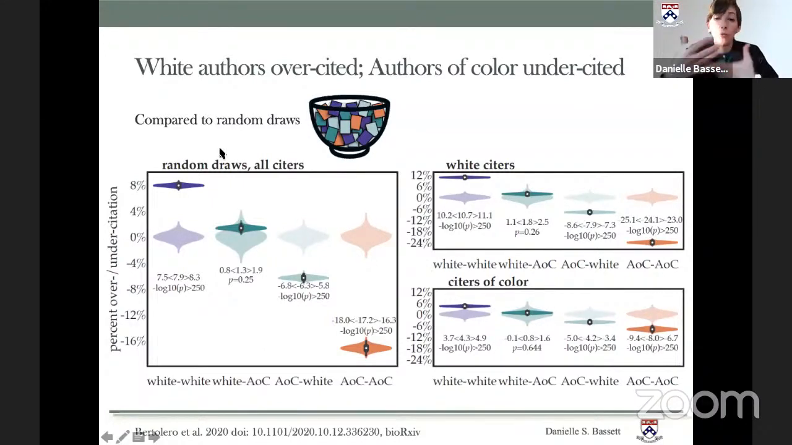So first, are white people overcited and are authors of color undercited? The answer is yes. So if we use the random draws model that I described earlier, we can estimate that percent over and under citation. In the dark colors here, you see the real data, and in the light colors, you see the null model after we've broken the connection between names and papers. So what you can see is that papers that have a white person in the first and last author position tend to be overcited by about 8%, and papers that have an author of color in the first and last author position are undercited by 17.2%.